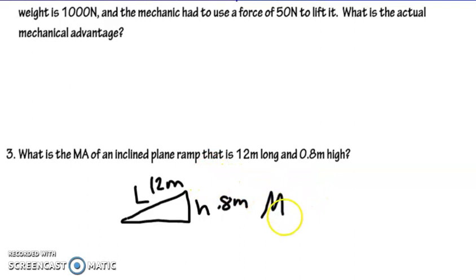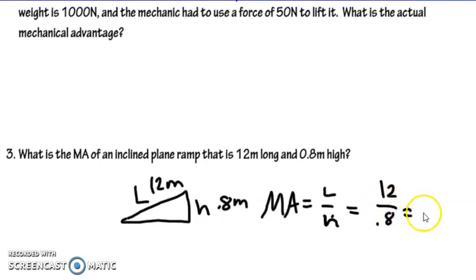So this is the ideal mechanical advantage again, too. All of them will be the ideal mechanical advantage unless they have the newtons written down. And so this is length over height. The length in this case is 12 meters over 0.8 meters. When you divide that, you should get 15 for an answer. So it is 15 times easier to use this ramp than it is to walk over and carry it and put it up over it.